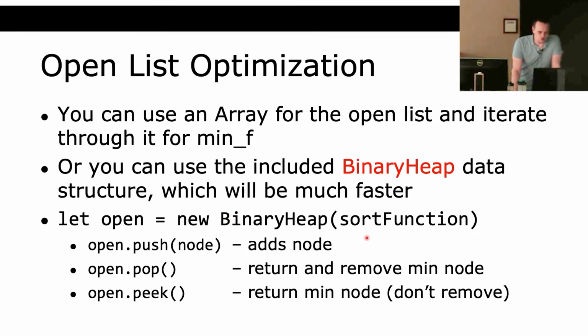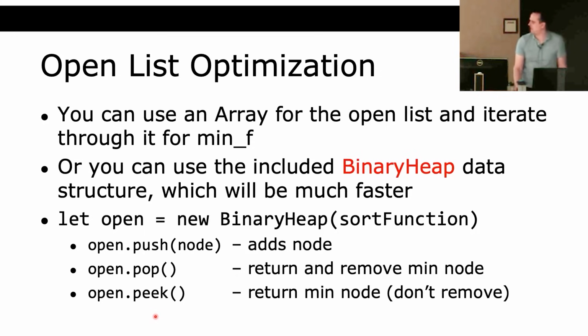So with the new binary heap, you pass it in a function to be sorted upon a node. So you can just say return node.f. I'll leave that to you to figure out. It's not very difficult. So the open list for the binary heap, if you push a node, it adds the node and keeps it sorted. If you pop a node, it will return the node with the minimum value of the sorting function that you put in. So that will remove it from the list.